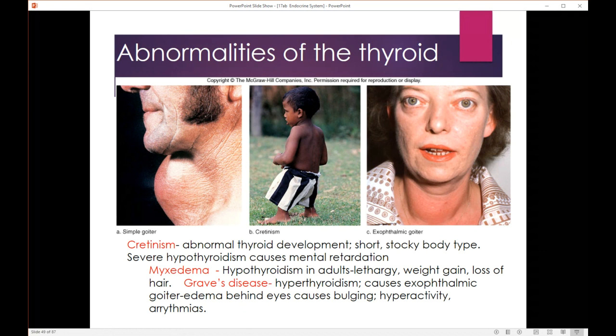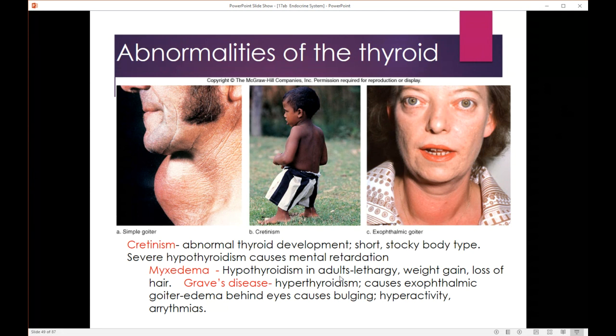Myxedema is when we have hypothyroidism in adults. It can cause lethargy, which is extreme fatigue, weight gain, and loss of hair. And then we can also talk about Graves' disease. Graves' disease is hyperthyroidism, and hyperthyroidism is going to cause exophthalmic goiter and edema behind the eyes. It's going to cause some bulging. You'll see that right here within the eyes, hyperactivity, arrhythmias within the heart. Okay, this is a simple goiter there. You can see it's a swelling within the neck.